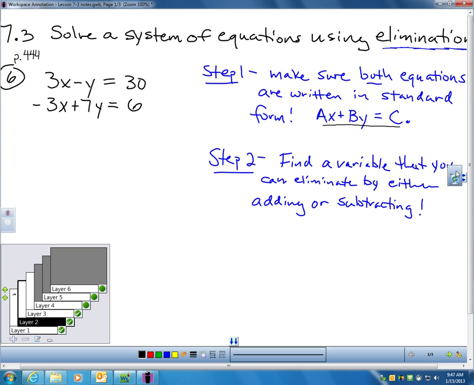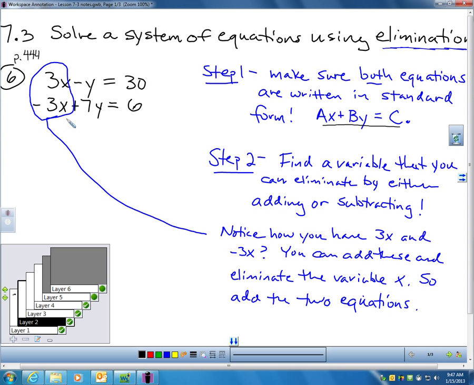So the second thing we need to do then is find a variable that you can eliminate by either adding or subtracting. So as you look here, do you notice how I have 3x and negative 3x? If I add, doesn't 3x plus negative 3x give me nothing? That's where the elimination comes from. If you add these equations together, the 3x and the negative 3x will eliminate each other. So just add these two equations up.